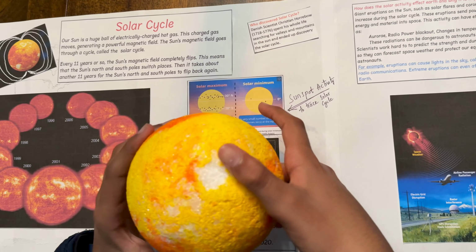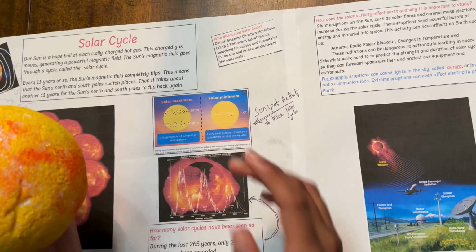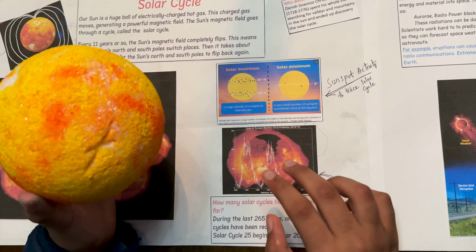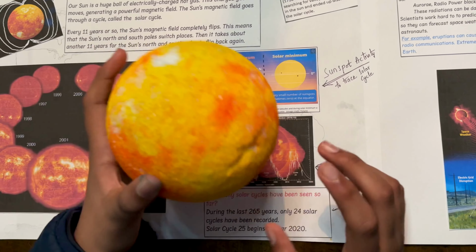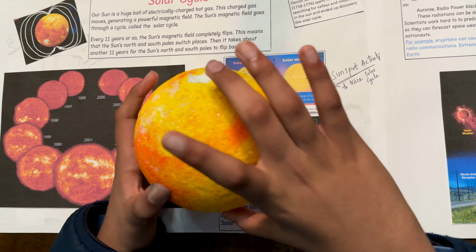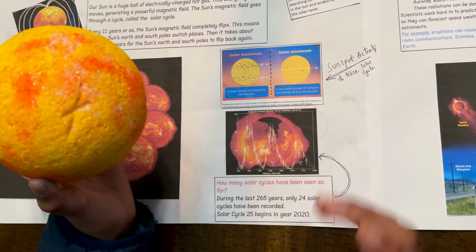But then again, it goes all the way back to the pole, and then we witness a solar minimum, when there are literally none to almost zero solar flares and not a lot of sunspots. That is because the magnetic field is at the poles, and it's not exactly interfering with any of the other parts of the sun. And so because of that, we don't see much.